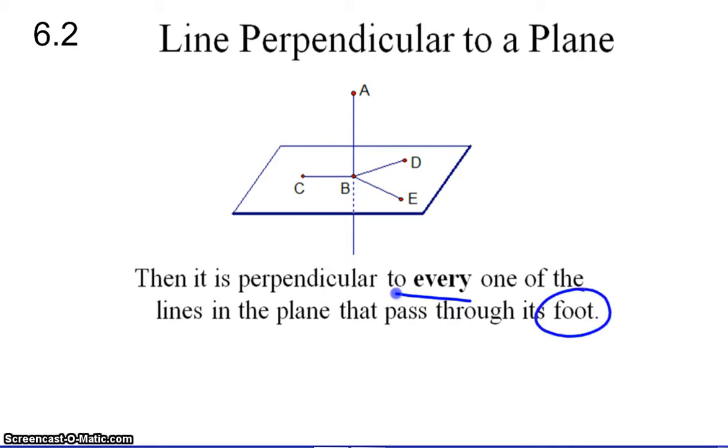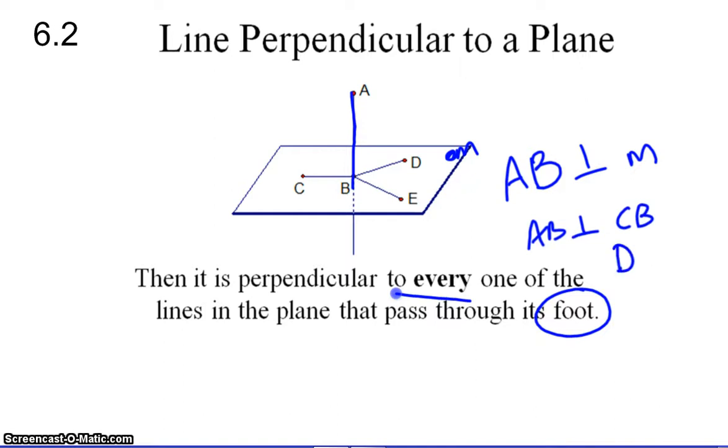So in this case, first of all, we have this plane, and we'll call this plane M. And if we have a line, say AB, that is perpendicular to plane M, as the line goes through the plane, then it is also perpendicular to line AB. It's perpendicular to CB, it's perpendicular to DB, and it is perpendicular to EB. Because those are all lines passing through the foot, which is point B.